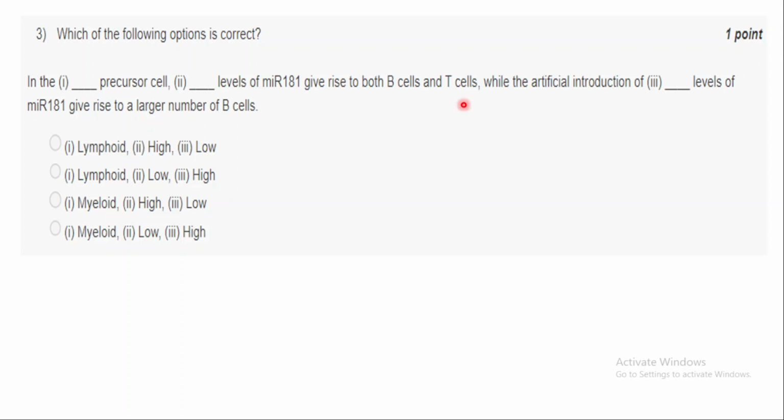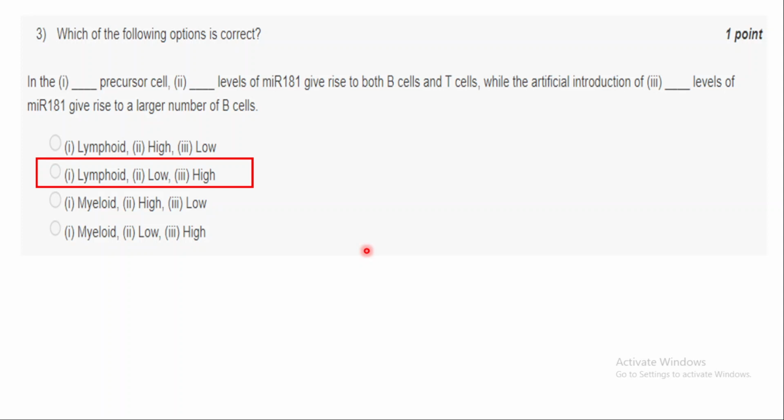Okay, let's not delay it anymore, and I'll reveal the correct answer now. So the correct answer is option B. In the lymphoid precursor cell, low levels of microRNA 181 gives rise to both B cells and T cells, while the artificial introduction of high levels of microRNA 181 gives rise to large number of B cells. So this is the correct answer.